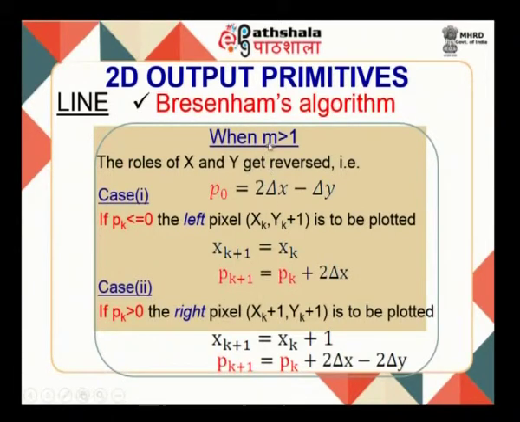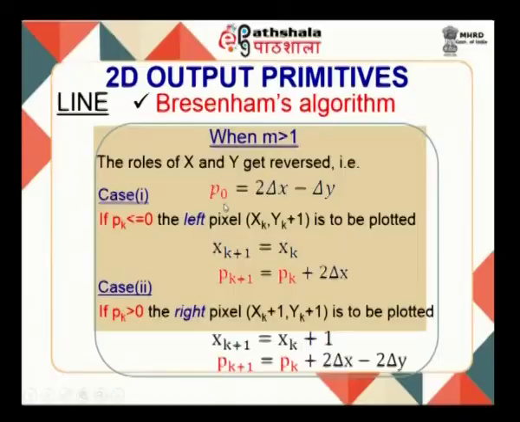And if m is greater than 1, without doing any derivation we can come to one important conclusion: if m is greater than 1, the line is more inclined towards the y axis, and we are going to sample the line along the y axis at unit intervals, and we will be following the same set of procedures and equations.